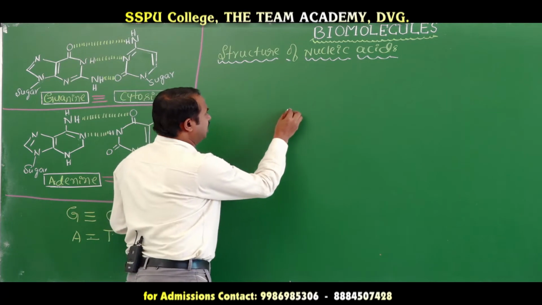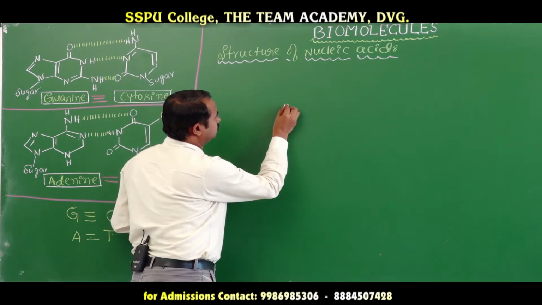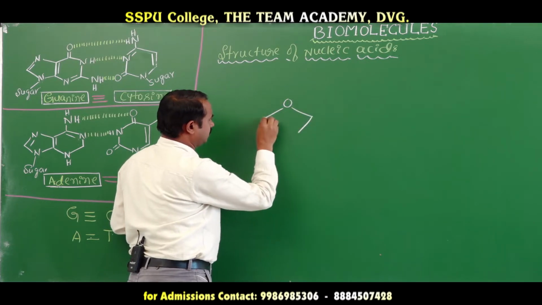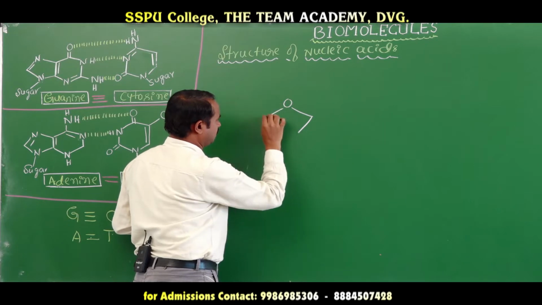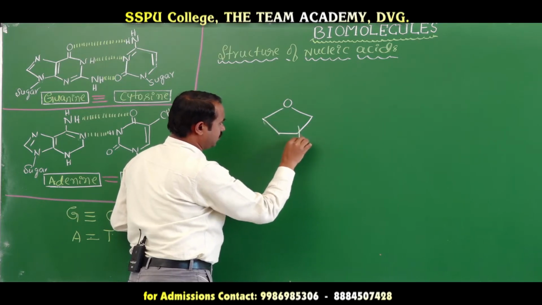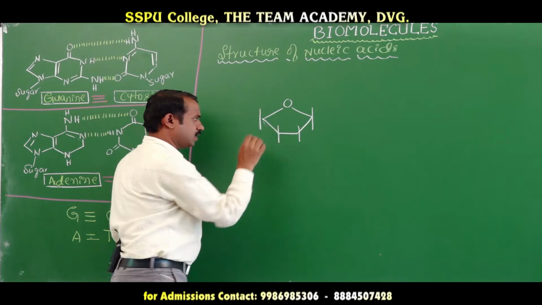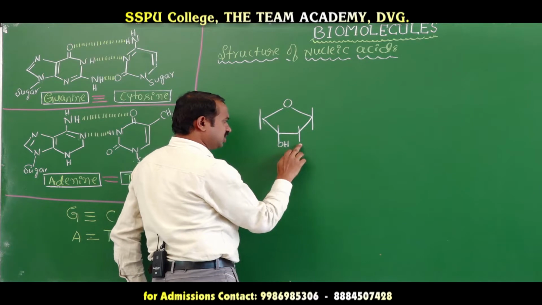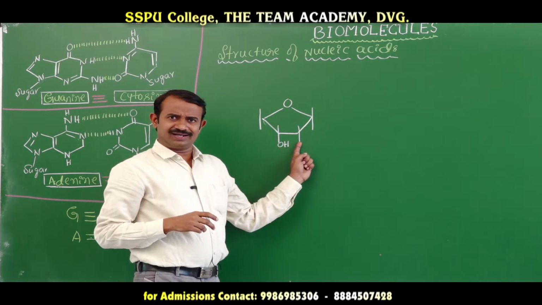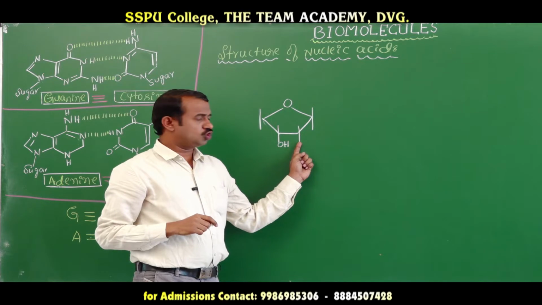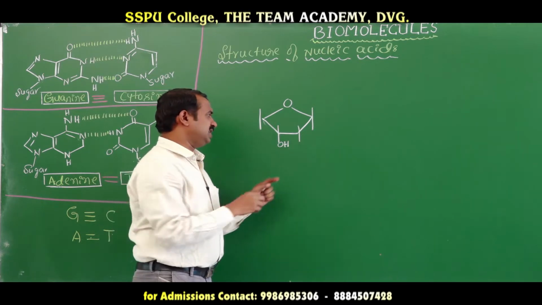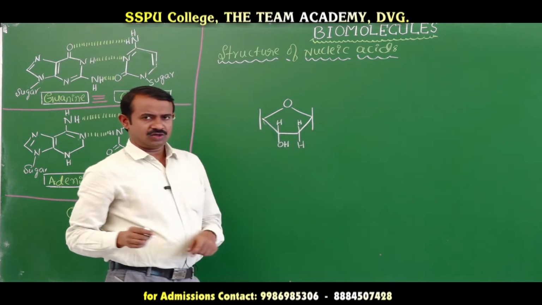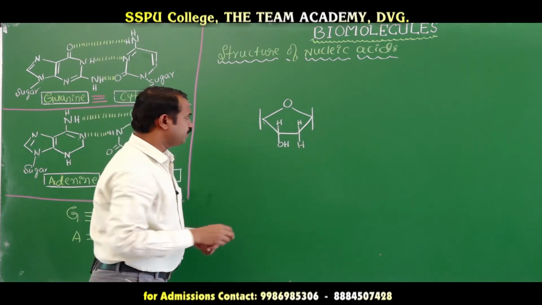Suppose I write here one pentose sugar. This is a pentose sugar. Here, OH. Suppose here there is only hydrogen, it is DNA, deoxyribose sugar. Only hydrogen means it is DNA. Hydroxy means it is RNA.